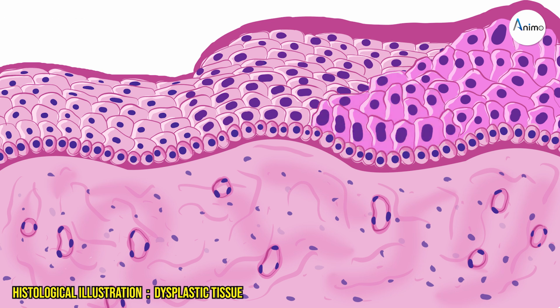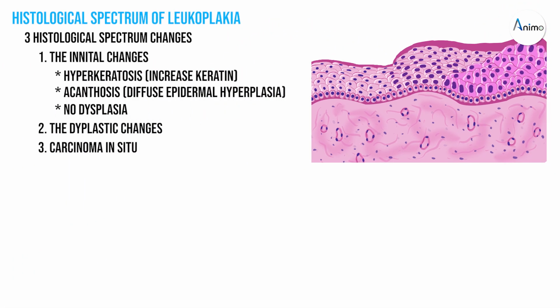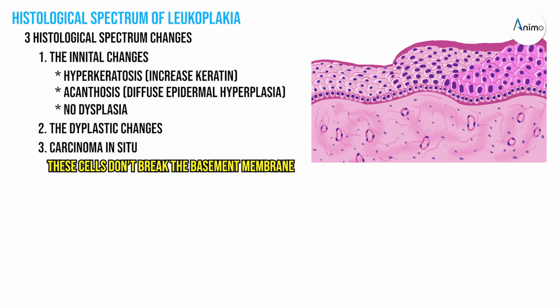And finally, the third stage is carcinoma in situ. You will see that these dysplastic cells grow in such an amount that they completely replace the normal cells in the epithelium. So this is full thickness carcinoma. It is called carcinoma in situ. In situ because these cells don't break the basement membrane. I repeat, these cells don't break the basement membrane. So there is no malignancy in these cells. So this is carcinoma in situ, the last stage.